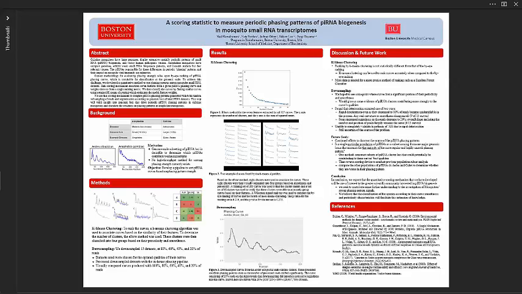We are presenting our poster on a scoring statistic to measure periodic phasing patterns of piRNA biogenesis in mosquito small RNA transcriptomes. And this is being presented by myself, Aubrey Odom, and Neal Kewalramani and Nate Borders, and we're all students in the bioinformatics PhD program at BU. And we also have collaborators Nelson Lau and Gargi Dayama, and they work at the Boston University School of Medicine.